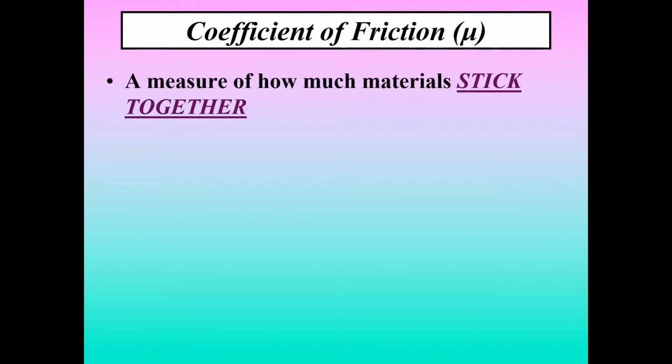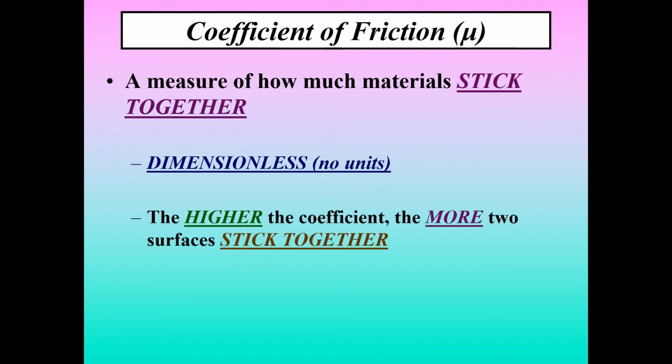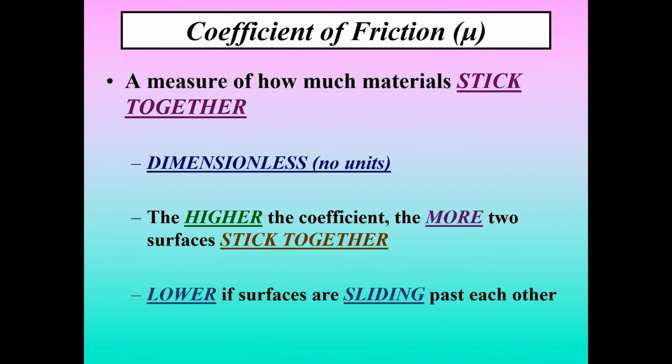All right, so when talking about friction, there's something we talk about called the coefficient of friction, which is shown by this Greek letter mu. This is a measure of how much materials stick together. It doesn't have any units, it's dimensionless. There are no units, meters, newtons, seconds, nothing like that. And what we'll see is the higher the coefficient, the more that these two surfaces will stick together, and the lower if surfaces are sliding past each other very easily.